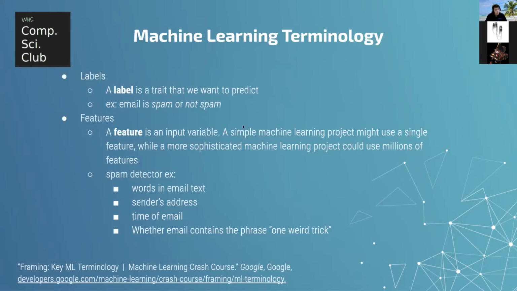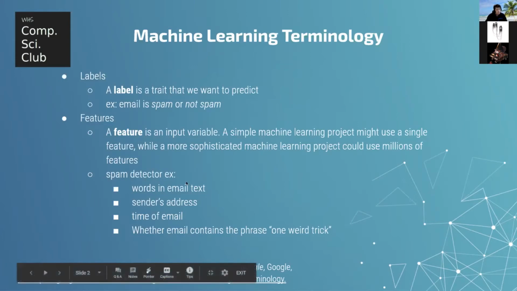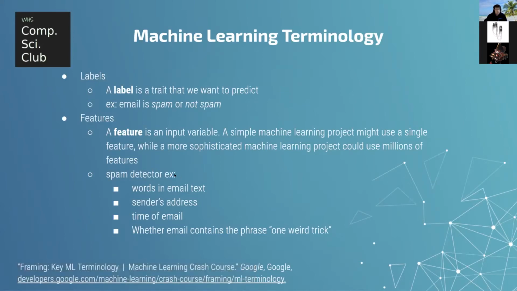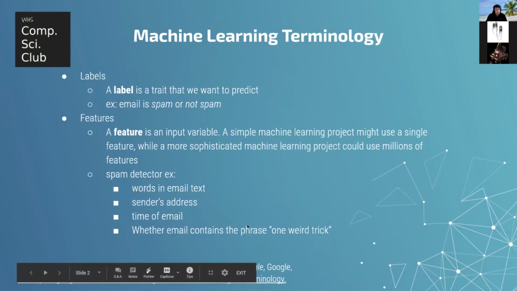And then features are input variables. A simple project might use one feature, while more advanced, sophisticated projects could use millions of features. An example of features inside our spam detector would be the words inside your email, the sender's address, the time of the email, and whether the email contains certain phrases. All of those are red flags that might mean this email is probably going to be spam. Those are the different types of features.